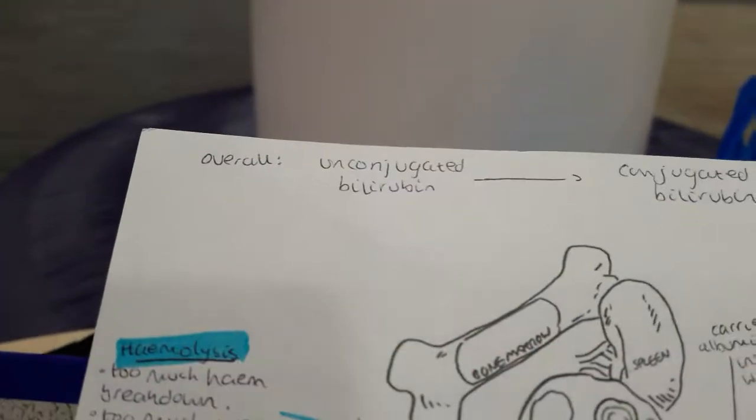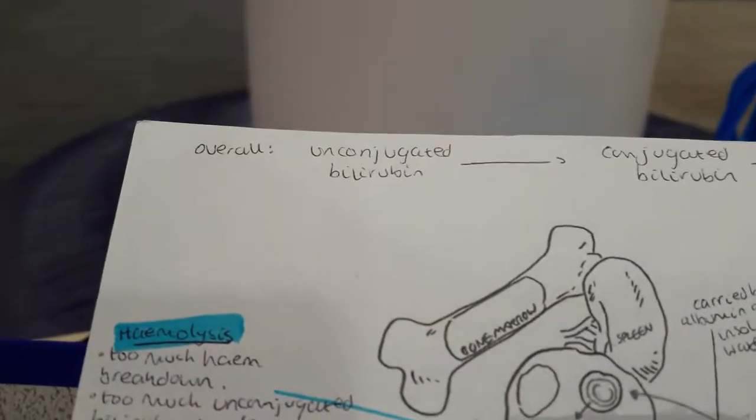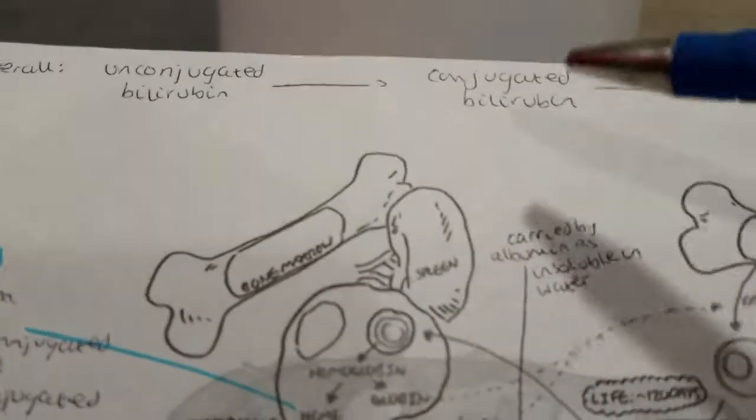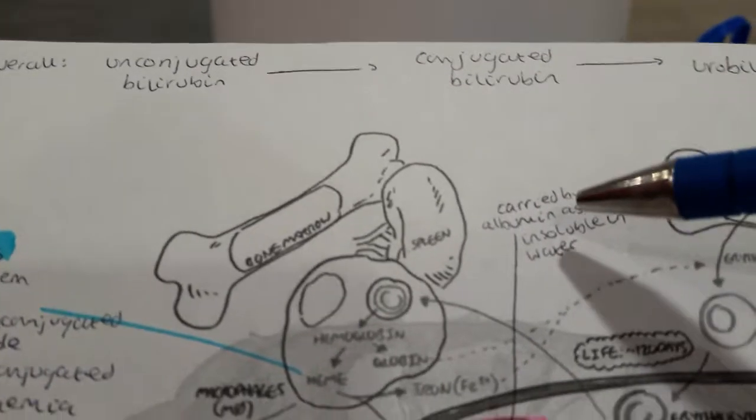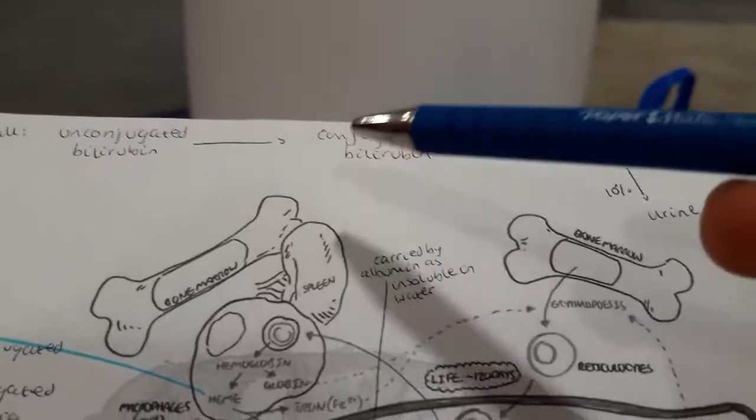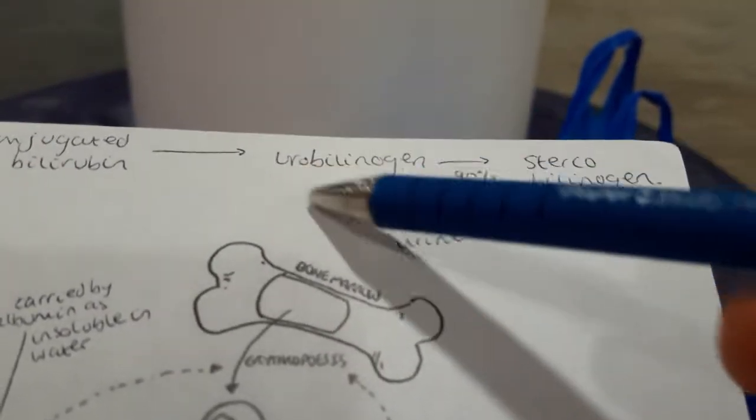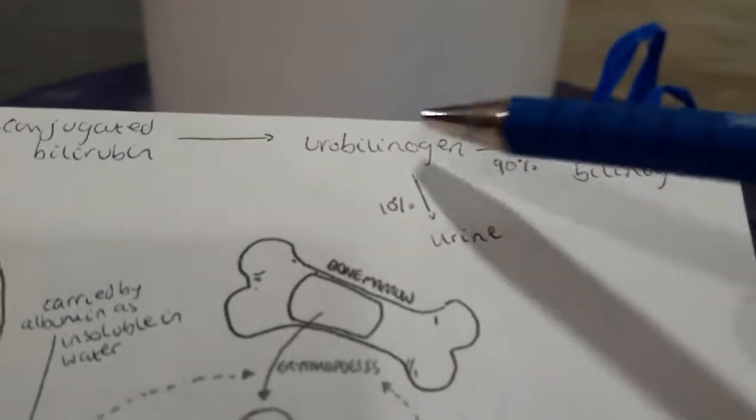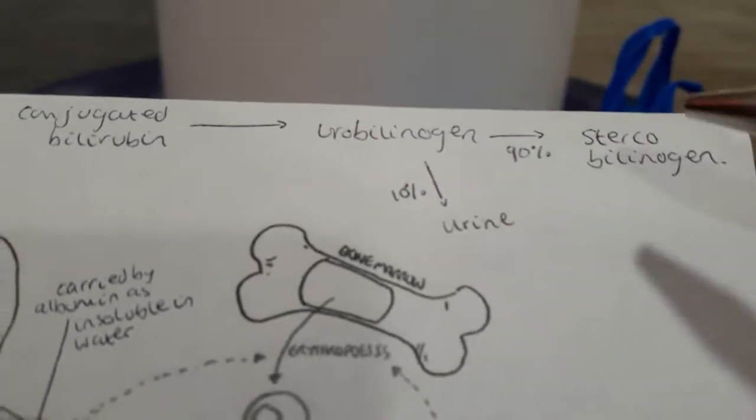So to summarise, the red blood cells are broken down to biliverdin and then bilirubin, which is unconjugated bilirubin. Unconjugated bilirubin becomes conjugated in the liver by adding glucuronic acid by UDP glucuronyl transferase enzyme, which then goes to the large intestine where it becomes urobilinogen and becomes stercobilinogen in the colon, which gives stool its brown colour.